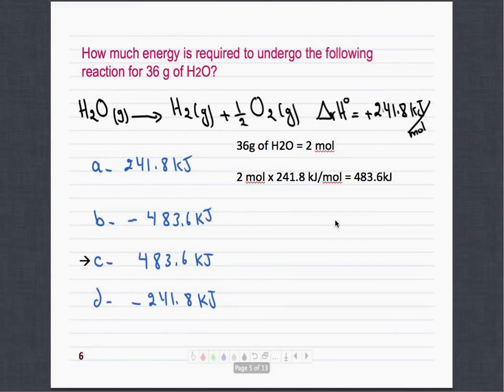I have 1 mole of water. Now here I don't have number of moles, I have mass. But we learned that we can calculate the number of moles by the mass over the molar mass. That's chapter 2. So what I'm going to do is 36 grams over the molar mass of water, which is 18.0 gram per 1 mole. So now I have number of moles right here.